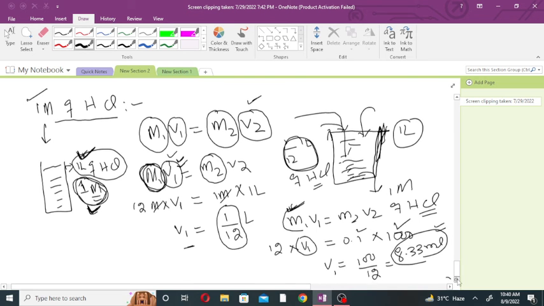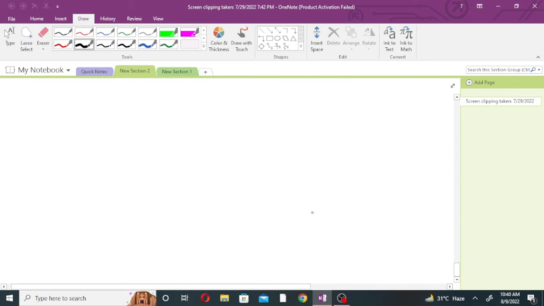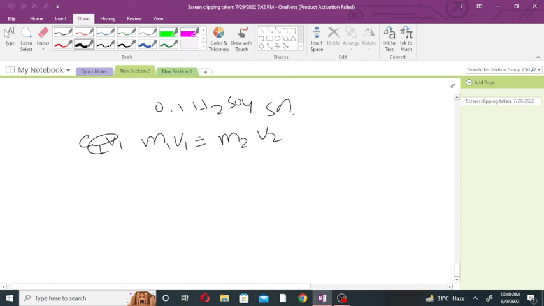Now if someone asks you to prepare a 0.1 molar sulfuric acid solution, it can also be prepared from the dilution formula M1V1 equals M2V2. This is the molarity of our final solution, this is the volume of our final solution, this is the molarity of the initial solution, and this is the volume which we are taking from the initial solution.